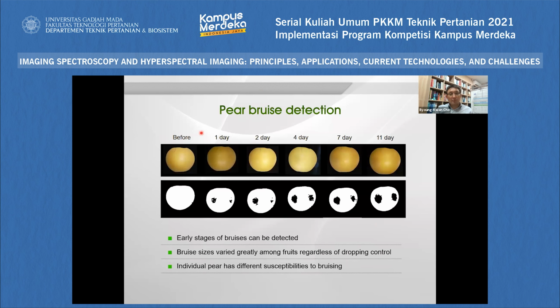Before bruising, everything looks fine. There is no symptom, but after bruising, we can identify the bruise area like this one, and the bruise area becomes bigger and bigger with time. So using hyperspectral reflectance imaging, we could monitor the bruise area non-destructively.